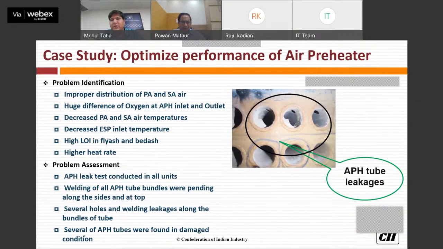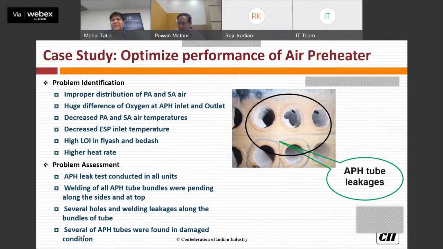Next, I would like to move on to a case study on air preheater performance. Whenever we are interacting with plants, I always say that for the boiler, the air preheater is the heart of the boiler. All your major performance parameters, be it dry flue gas loss, be it unburnt, are in some ways related to your air preheater performance. So always ensure that your air preheater has minimum leakages.